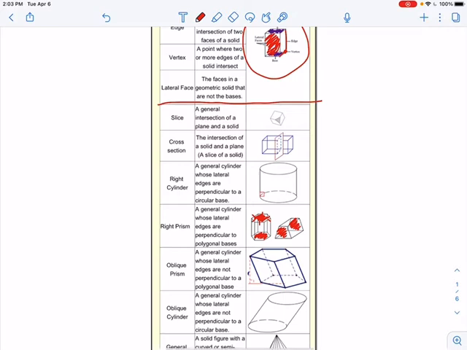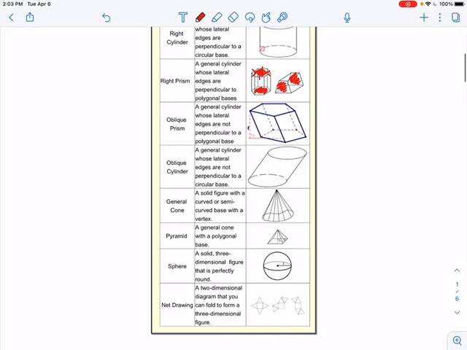An oblique prism is like the Leaning Tower of Pisa. It's a general cylinder whose lateral edges are not perpendicular to a polygonal base. An oblique cylinder is a general cylinder whose lateral edges are not perpendicular to a circular base. So again, prism, cylinder. This one has to have the circle. The prism can be any shape on the bottom.